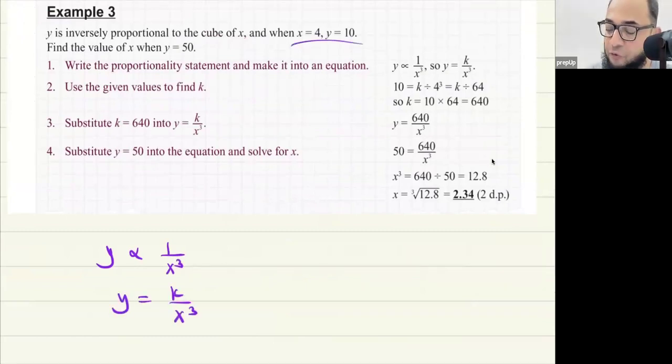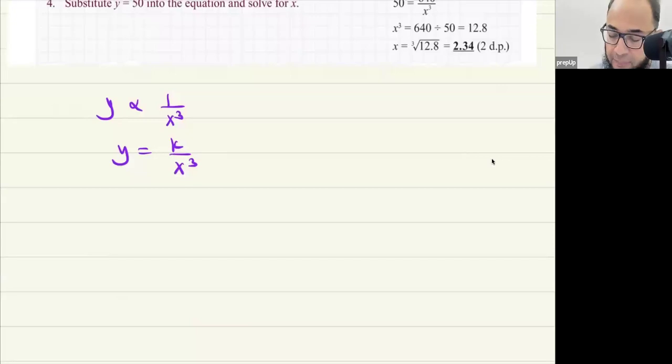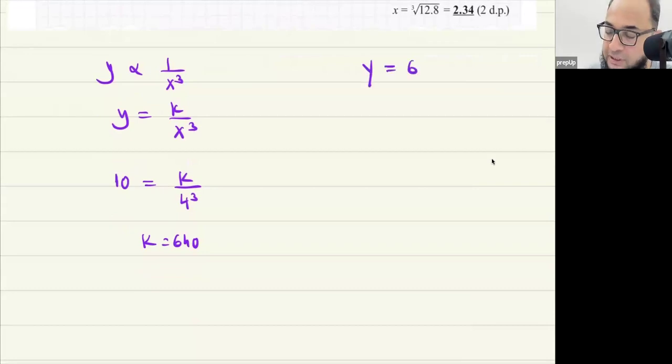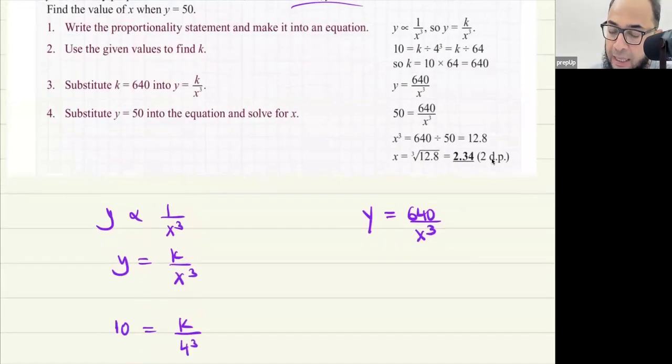And then it says x is 4, y is 10. So that is k over 4 cubed. 4 cubed is 64. Therefore, k comes out to be 640. Therefore, the equation is y equals 640 over x cubed. It's the same story as before.